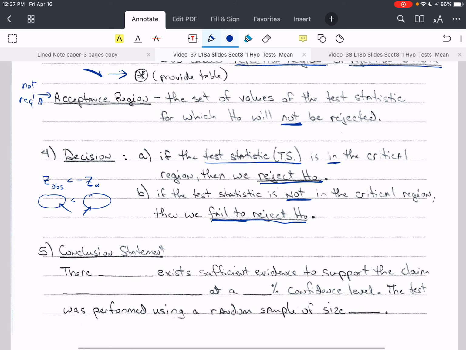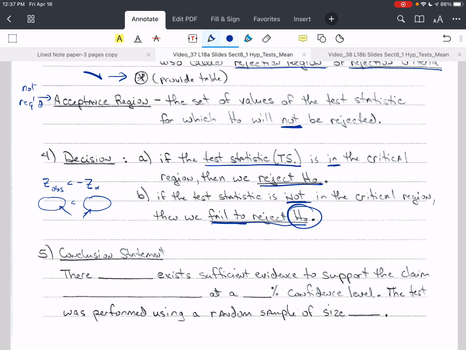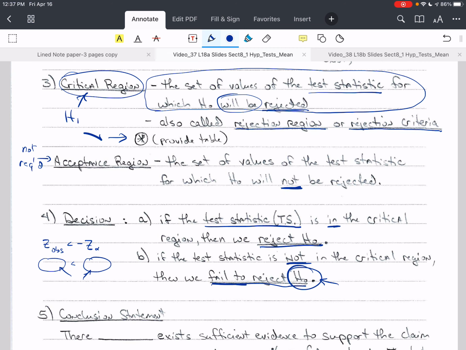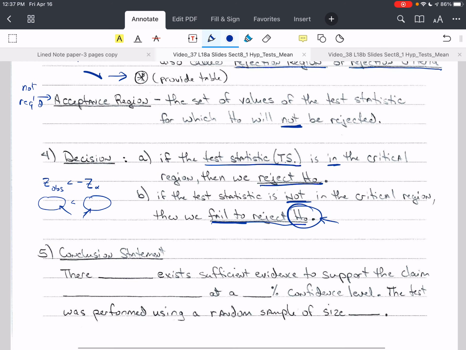Those are the only two decisions we can make. And everything about the decision is about the null, not H1. Even though, when we look at the critical region, this is based on H1, our decision is whether or not we believe that H1 is true or we believe it's false. And then the conclusion statement, and I want you to write this down. This is the format. Use this format always.